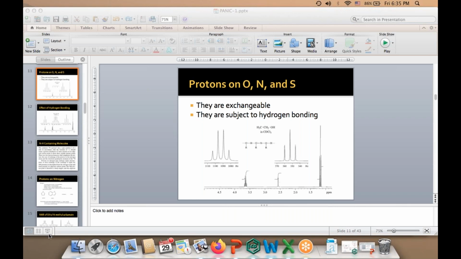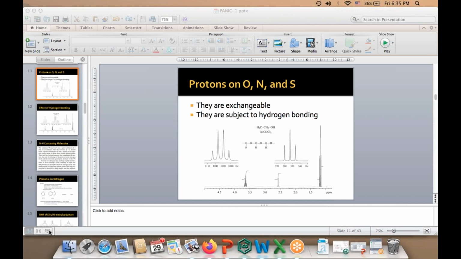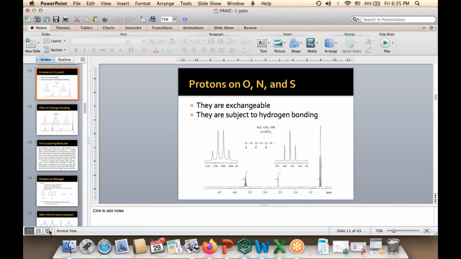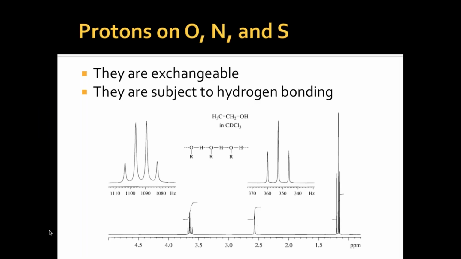All right, I think it's time to start back our conversation on NMR. As I said before our break, we will be discussing the protons on oxygen, nitrogen, and sulfur. They are exchangeable. Why are they exchangeable? Why is the carbon-hydrogen proton not exchangeable? Why is that hydrogen not exchangeable?